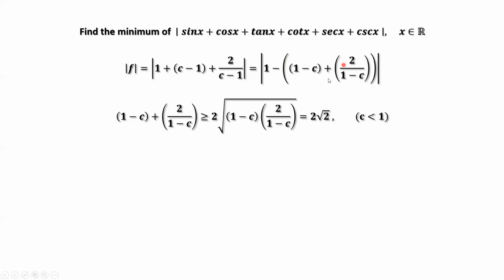Now, the inside part is a difference of 2 parts. What are we doing here? We want to check if the inside part is positive or negative. Check the second part. This is the second part because c is less than 1. 1 minus c is bigger than 0. Therefore, the condition of the inequality is satisfied.